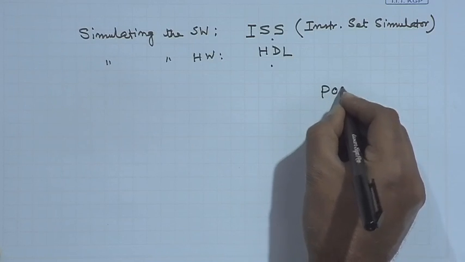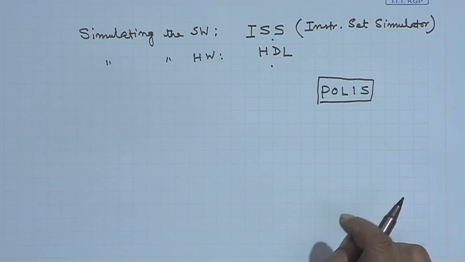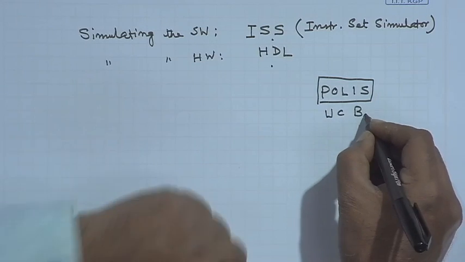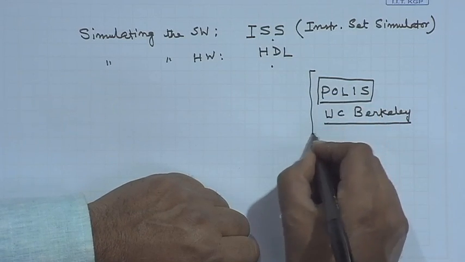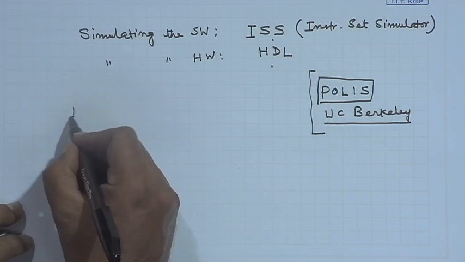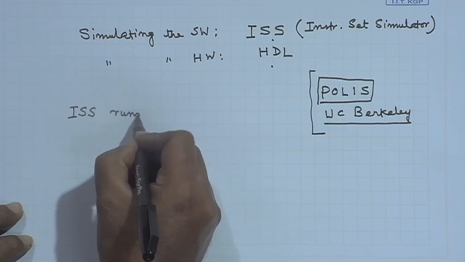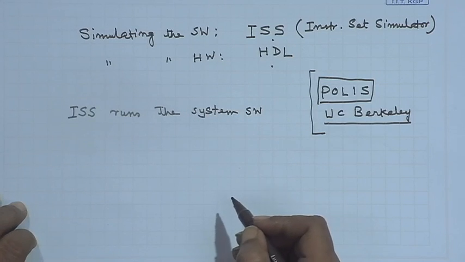There are a number of systems which have been developed for this. One of them is Polis system, by University of California, Berkeley. UC Berkeley has developed this. For those of you who are interested, you can look at Polis at the UC Berkeley site. It is a very nice tool which has integrated all these models. Now, the ISS model of the microprocessor runs the system software. System software means the software that I have designed for the embedded system.